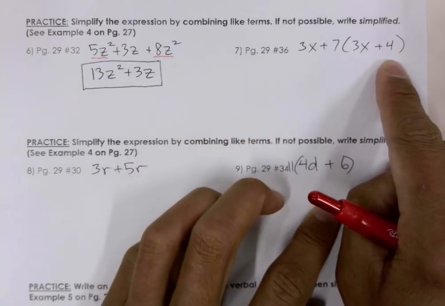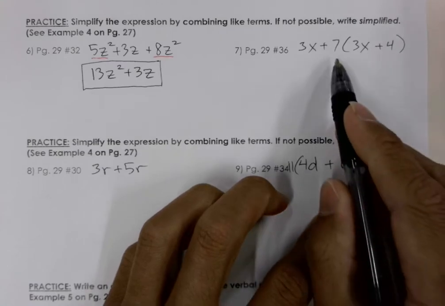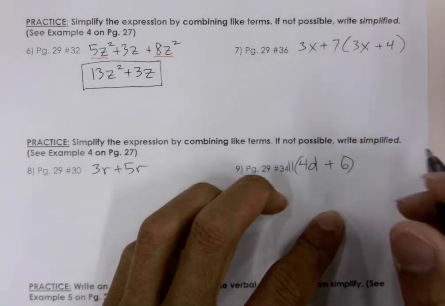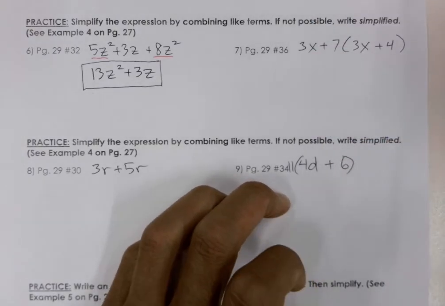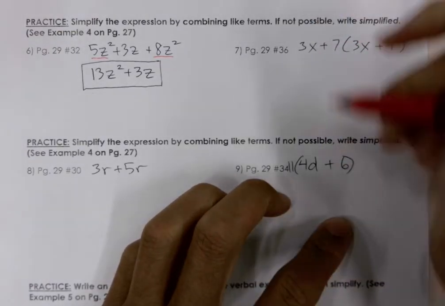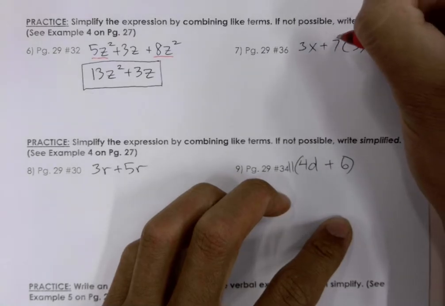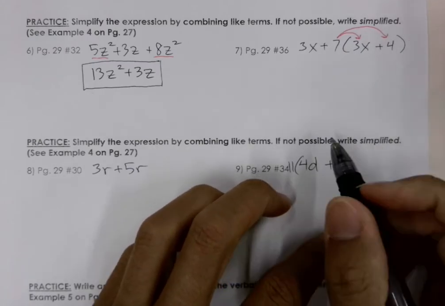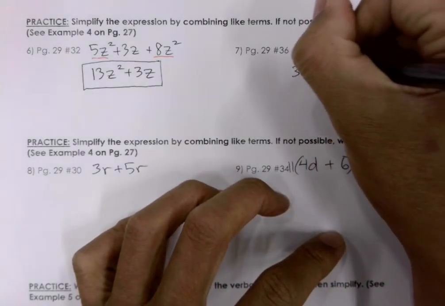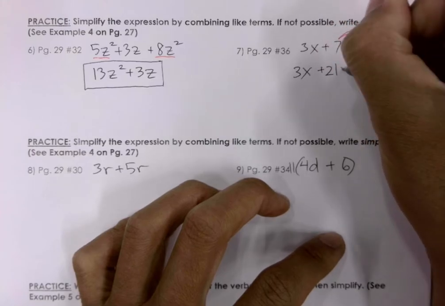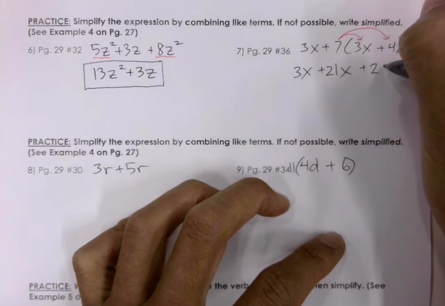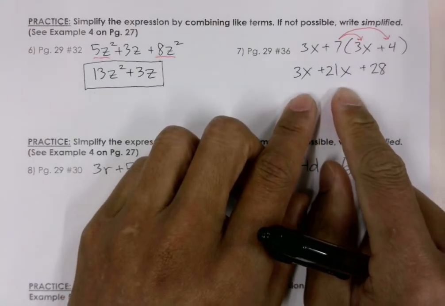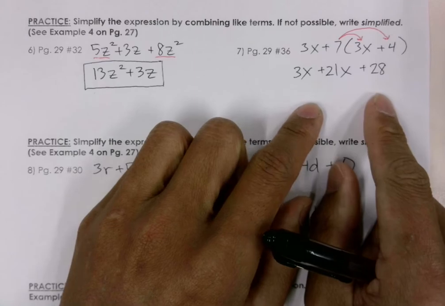Since we've considered the parentheses, we can now perform our multiplication. And what we're going to do here is distribute out the 7 times 3x and the 7 times 4. That gives us 3x plus 21x plus 28. Now we are considering if any of these three terms are like terms.